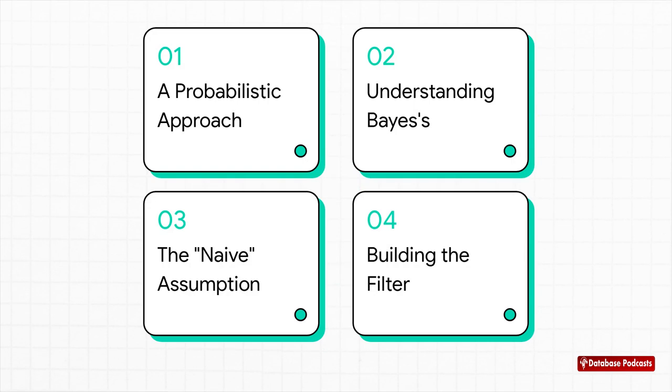So, here's how we're going to break it all down. First, we'll get into the core idea, using probability to classify text. Then, we're going to dive into the math that makes it all tick, Bayes' theorem. After that, we'll uncover the clever, kind of sneaky shortcut that makes this whole thing so fast, the naive part. And finally, we'll put it all together and build our filter.